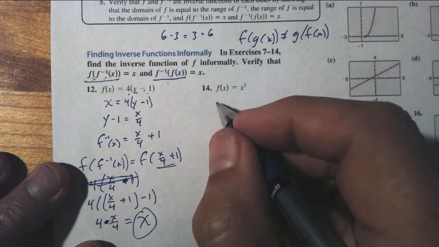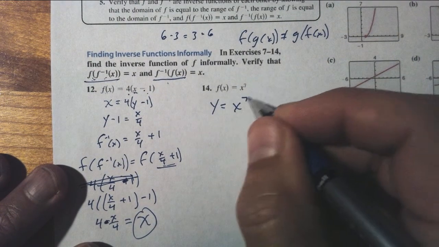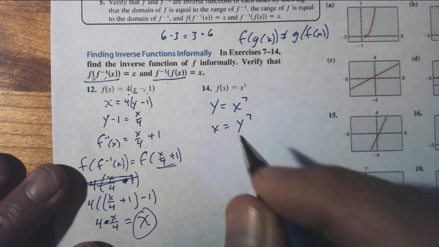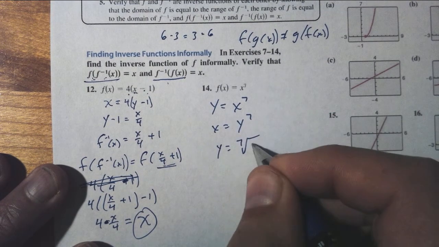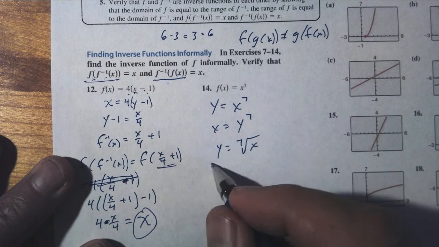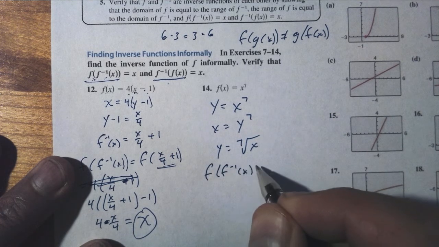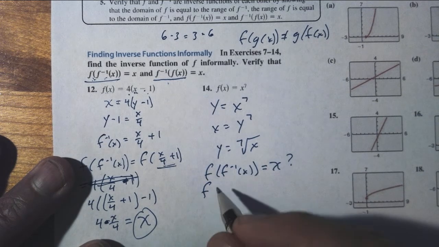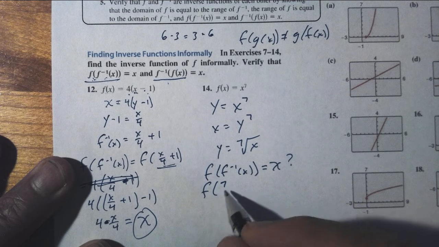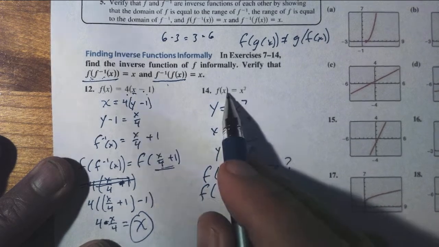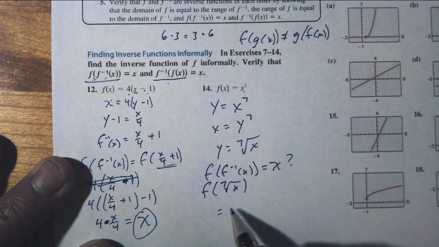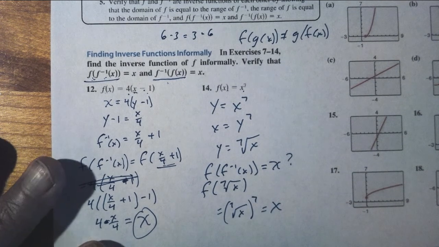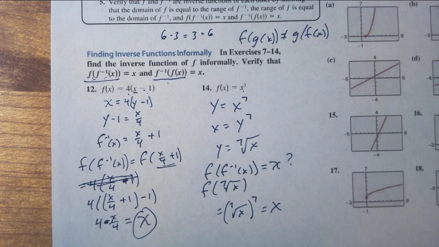Okay, so here I have y equals x to the 7th. I replace y with x. X equals y to the 7th. I solve for y. Y equals the 7th root of x. I check and see if f of f inverse of x equals x. Well, f of f inverse, that would be f of the 7th root of x. F is a function that takes things to the 7th. So quite simply, we get there very quickly. Okay, so x's become y's, y's become x's.